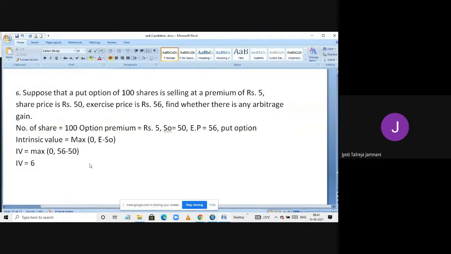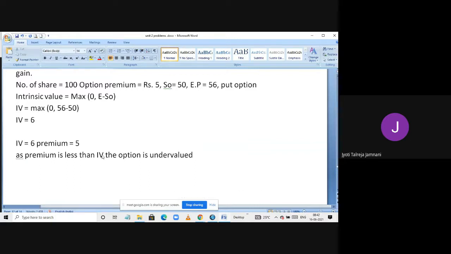Now we'll compare. Intrinsic value is 6 and premium is 5. So you're gaining 6 rupees, but you're paying only 5 rupees. So is the option overvalued or undervalued? Undervalued. As premium is less than intrinsic value, the option is undervalued. If it is undervalued, should we buy the option or sell the option? Buy the option. Buy the put option.